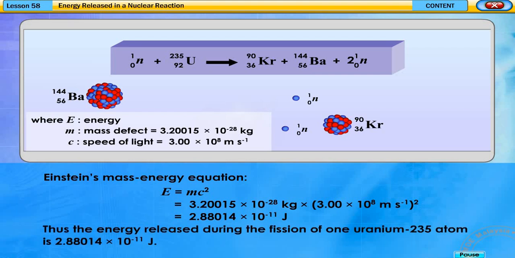Thus, the energy released during the fission of one uranium-235 atom is 2.88014 times 10 to the power of negative 11 joules.